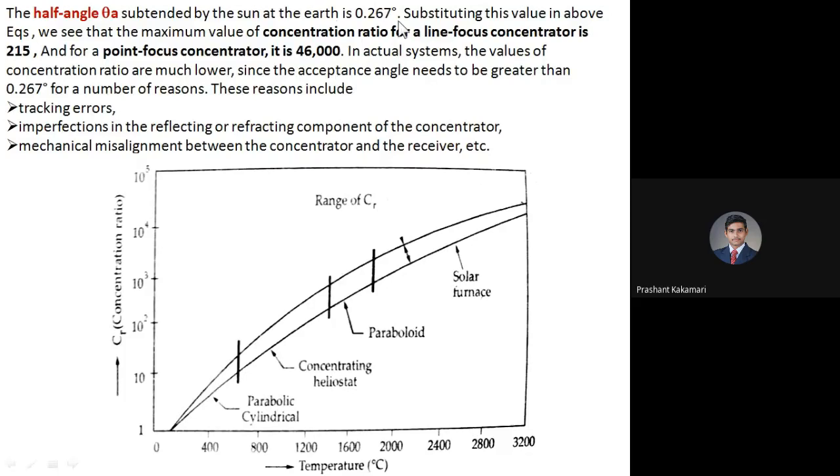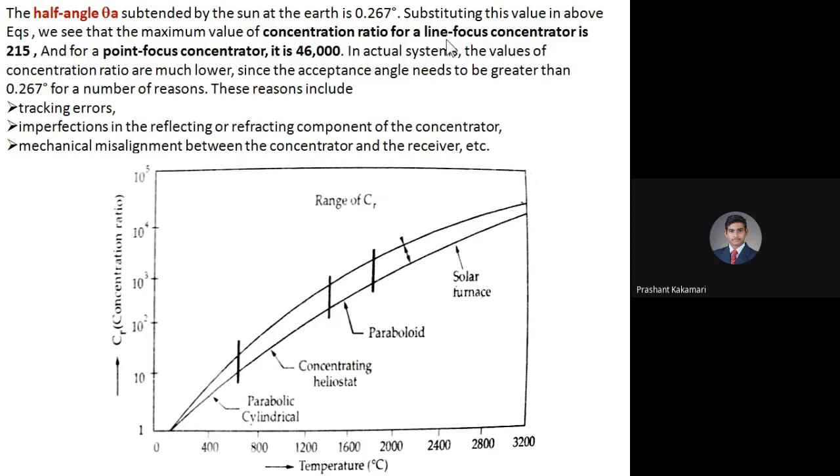Another half side you can add, and you can find the total acceptance angle, which is around 0.524 degrees. That will be the total subtended angle. Here we can see that the maximum value of concentration ratio for a line concentrator is around 215. Up to that you can achieve by taking 1 by sine theta or 1 by sine square theta as the maximum concentration ratio, or you can go by aperture area by receiver area.